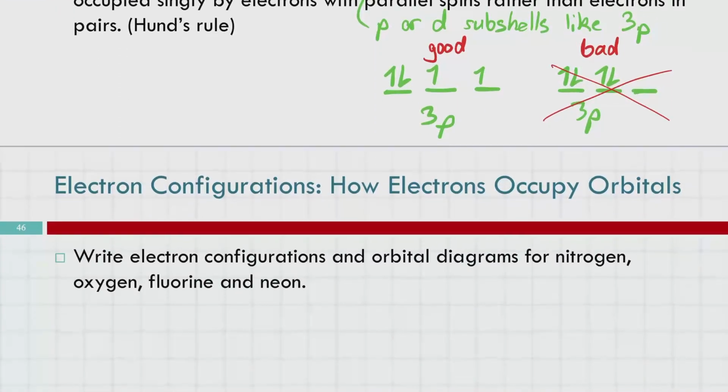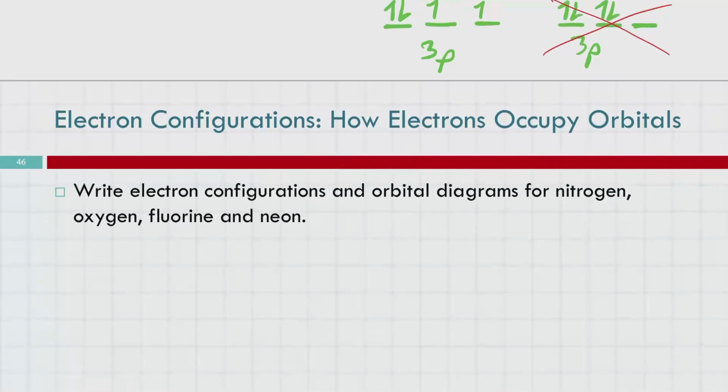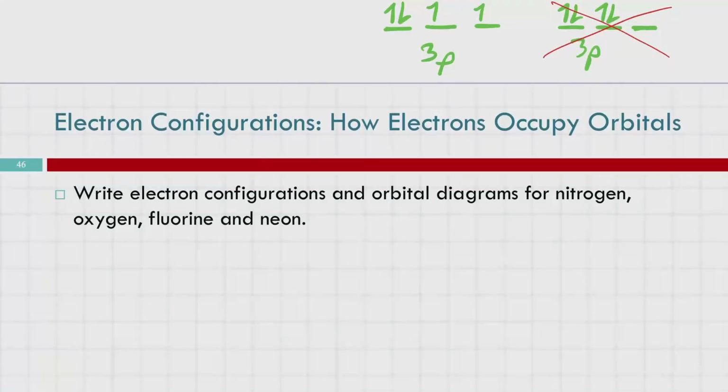Okay, let's do some electron configurations for nitrogen, oxygen, fluorine, and neon. I'll get us started with nitrogen. So for nitrogen, we're looking at our periodic table. We're going to hone in on N for nitrogen. It's in our second row, over in our P block. It's the third entry in our P block, and it's got a number of 7 up in the top right corner. So the symbol for nitrogen is N. Nitrogen has 7 electrons.